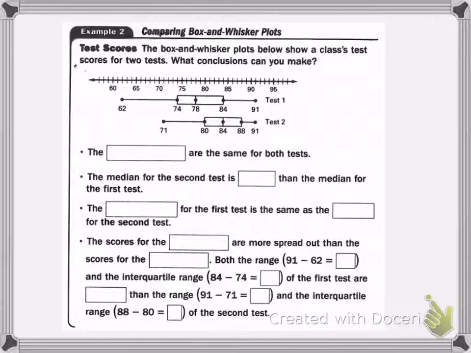So one of the best ways to use a box and whisker plot is to compare box and whiskers. So you can see we have 2 box and whisker plots on the same number line here. That allows us to compare them. The box and whisker plots shown below show a class's test scores for 2 different tests. And we can make some conclusions about that. So the blank are the same for both tests. You can look at the box and whisker, which Q values, or which critical values, are the same for the box and whisker plots. Good, that's the upper extremes.